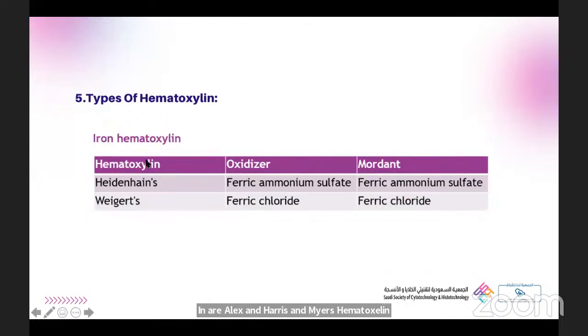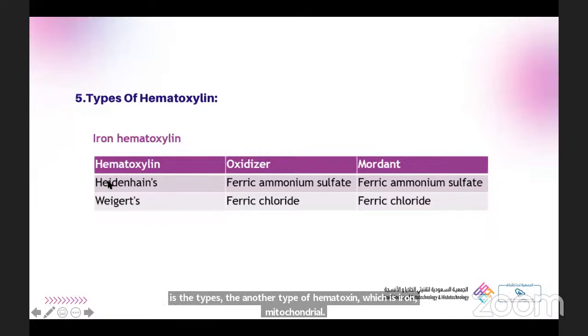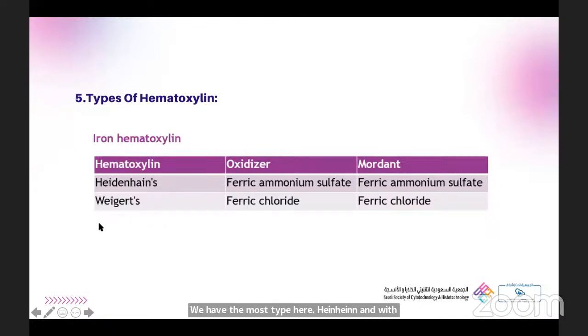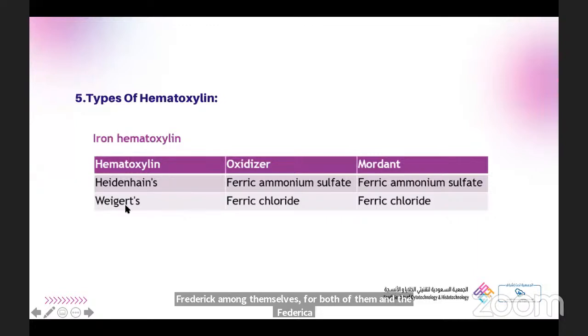Here is another type of hematoxylin, which is iron hematoxylin. We have the most common types here, Heidenhain's and Weigert's hematoxylin. They are more used in special stains. As you can see, the oxidizer and the mordant are the same in Heidenhain's, ferric ammonium sulfate for both of them, and ferric chloride as the oxidizer and the mordant in Weigert's hematoxylin.